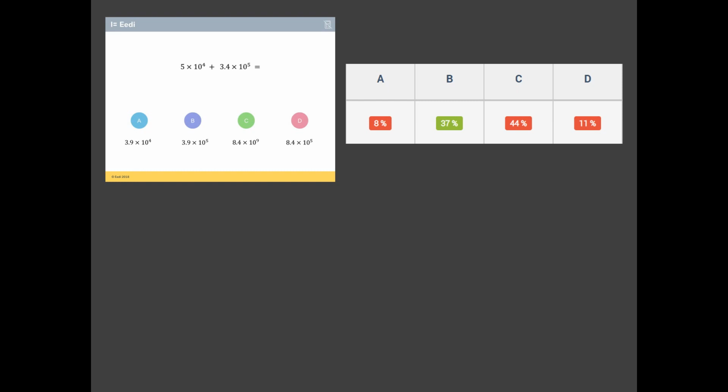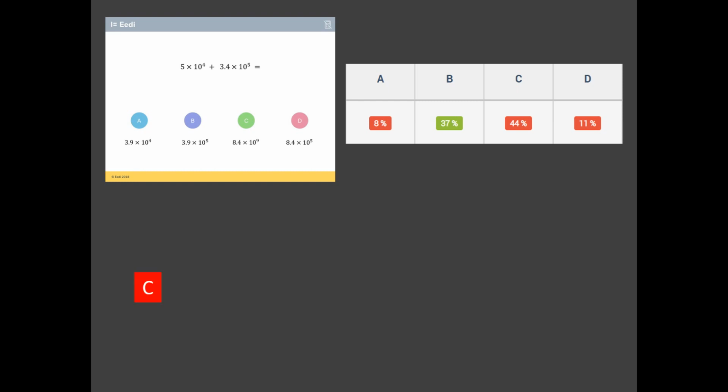But look at that. Only 37% of students got this one right. 44% of students believed that the answer to this was C, 8.4 times 10 to the power of 9. Where does that come from? Can you see that? Because that's nothing like the correct answer, right? Both of those parts of that answer are wrong.